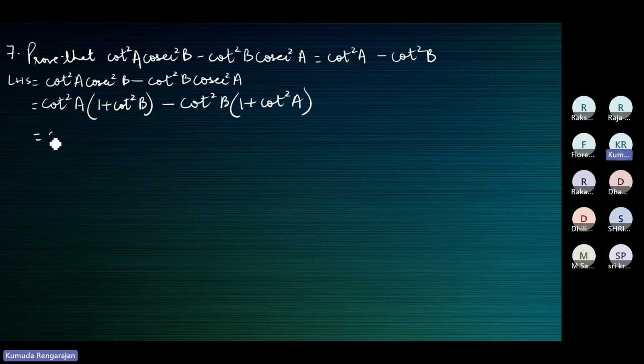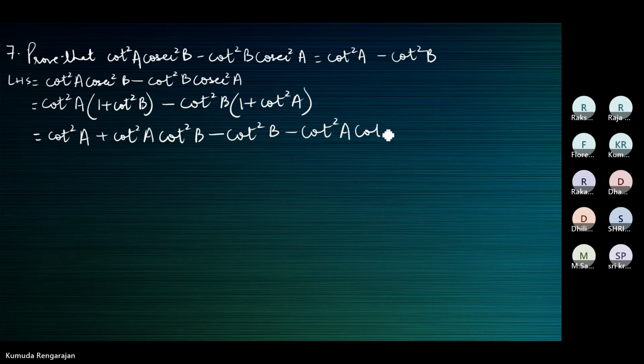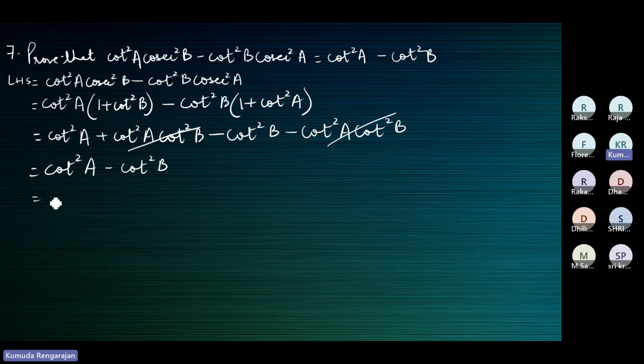Now multiply, open the bracket: cot square A plus cot square A cot square B minus cot square B minus cot square A cot square B. Correct? So you can see plus cot square A cot square B minus cot square A cot square B gets cancelled. So we are left with cot square A minus cot square B, which is the RHS.